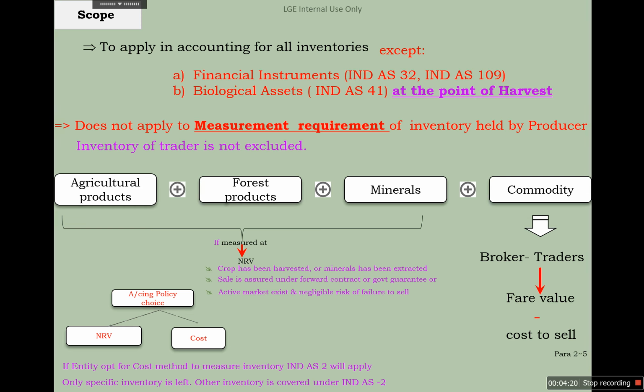One is the complete exclusion, that is in regard of the financial instruments and biological assets, and the other is in respect of the measurement requirements, and that is applicable to specific inventories only. And in case of agriculture product, forest product, and minerals, there is an accounting policy choice. It can be measured at NRV or cost also.